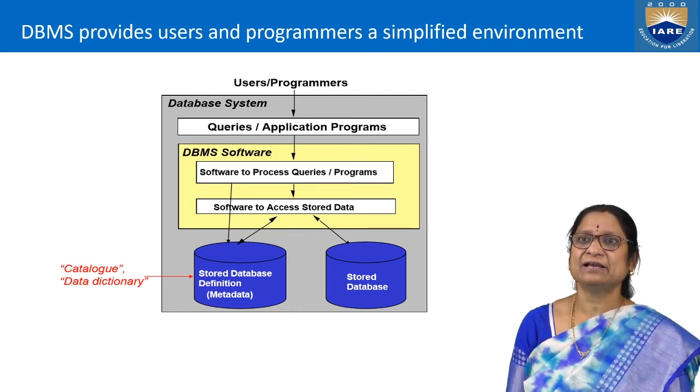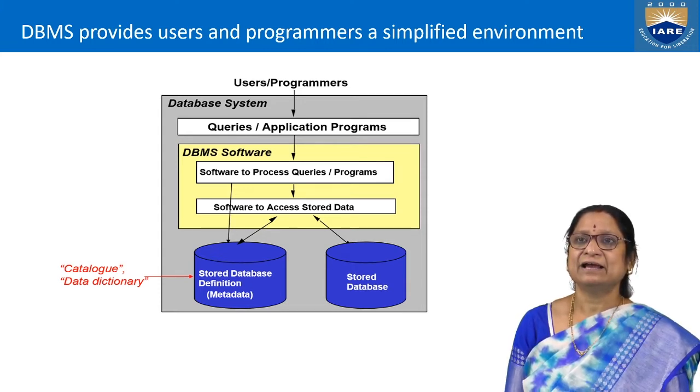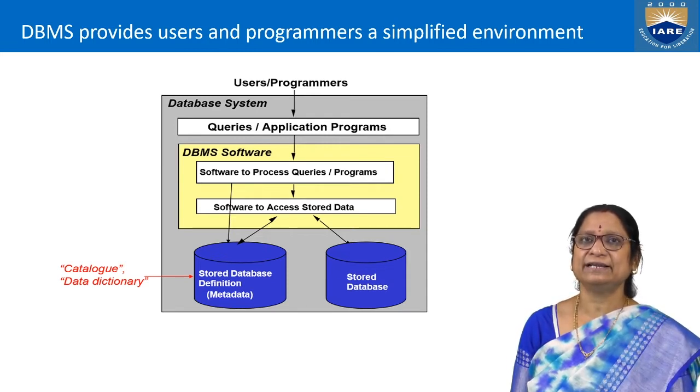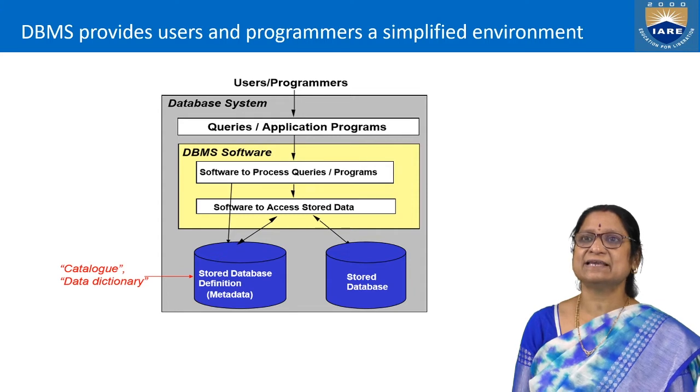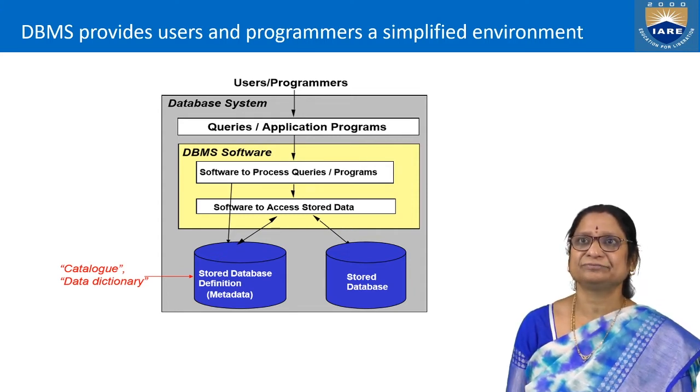While storing the data, it will be stored as a database, and metadata about this data will be stored as well. We will call it a catalog, a data dictionary, or metadata, because what data is stored and where it is stored, everything will be stored in this particular data dictionary. So when any request comes, the database management system software first searches for the required data in this data dictionary, and according to that it will access the address from the stored database.